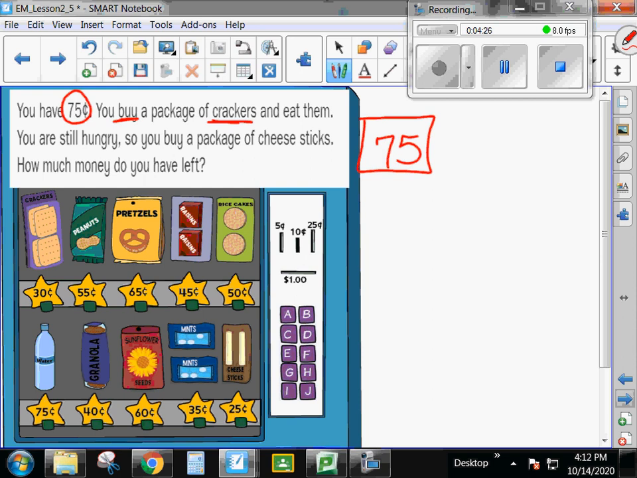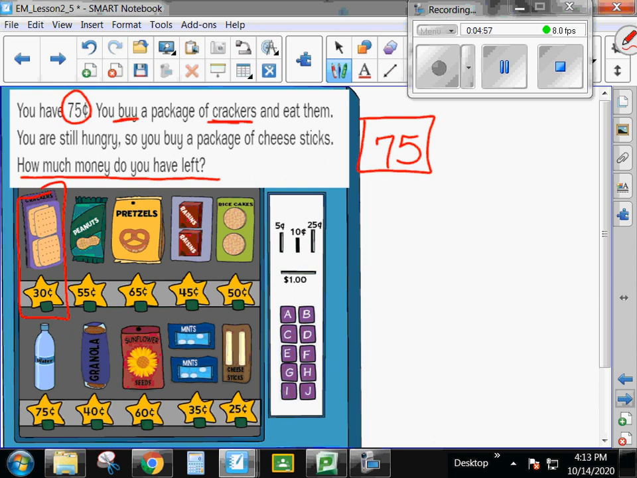So here's the crackers right here. All right, what are you going to do with those crackers if you buy that package of crackers? Because let's go ahead and read the rest of the problem. It says you're still hungry, so you buy a package of cheese sticks, and then the question is going to be how much money do you have left? So I'm going to try to figure out how much money I have left after I'm buying some things. So what do you buy first? The very first thing you buy is that package of crackers.